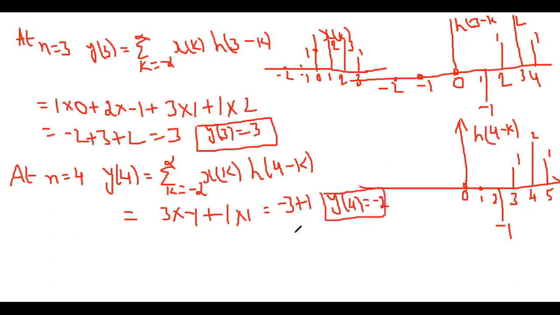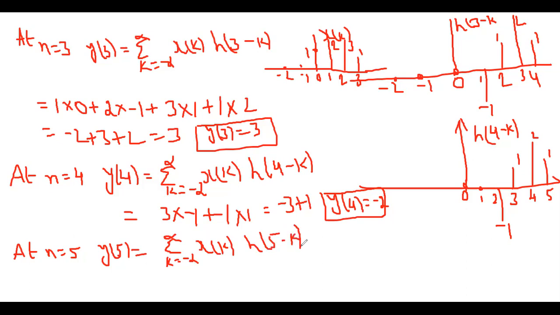y of 4 is minus 2. And finally, at n is equal to 5. What is y of 5? y of 5 is equal to the sum over k from minus infinity to infinity of x of k, h of 5 minus k. Now again, you can shift one sample towards the right side.